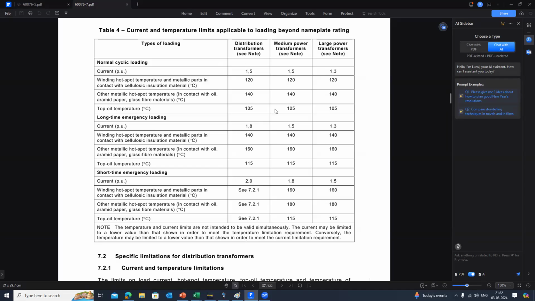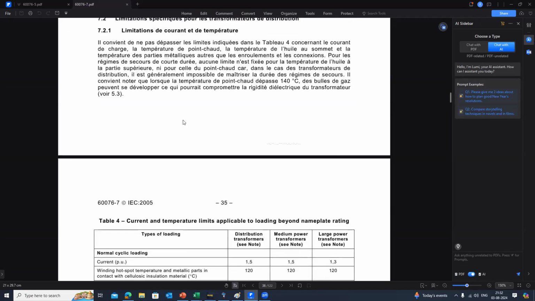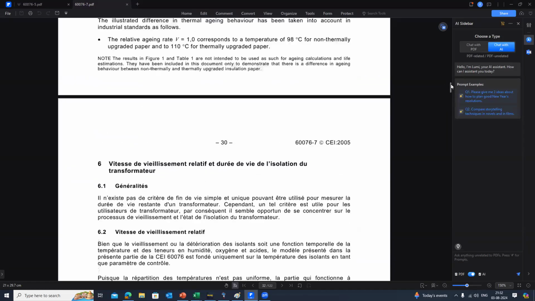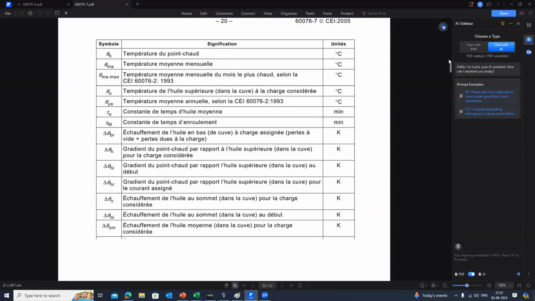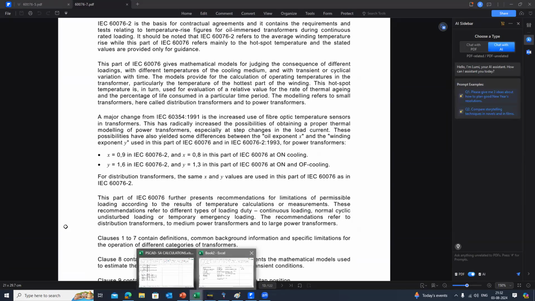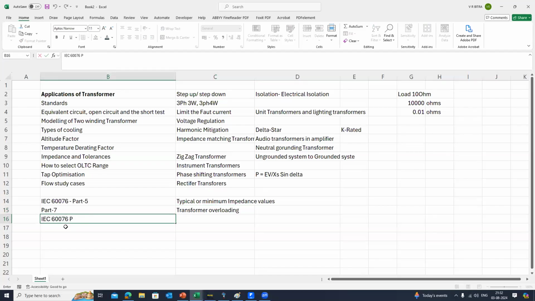Similarly, for medium power transformers and large power transformers, you need to understand how much percentage you can overload these transformers, right? And if you look at one important aspect of the rating, let me get one more standard, that is IEC 60076 part 1, because these three are basically interlinked.